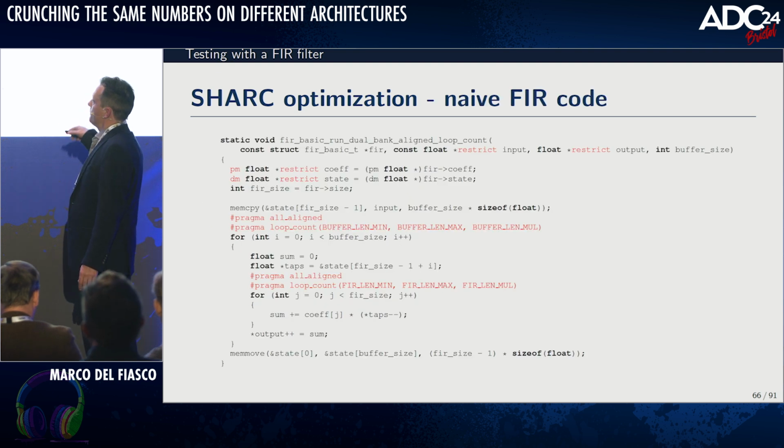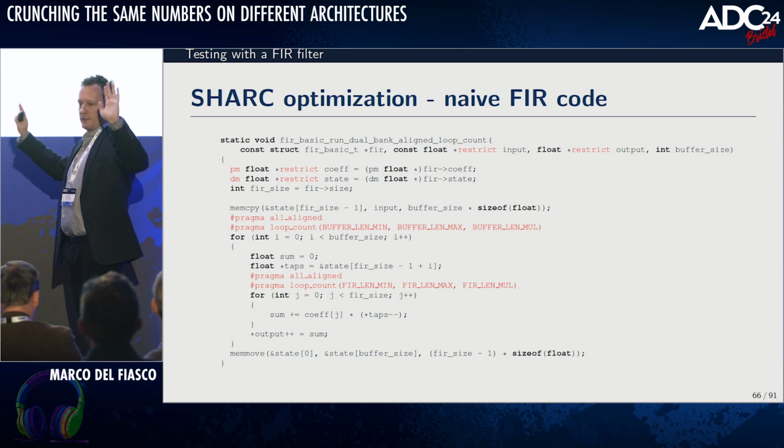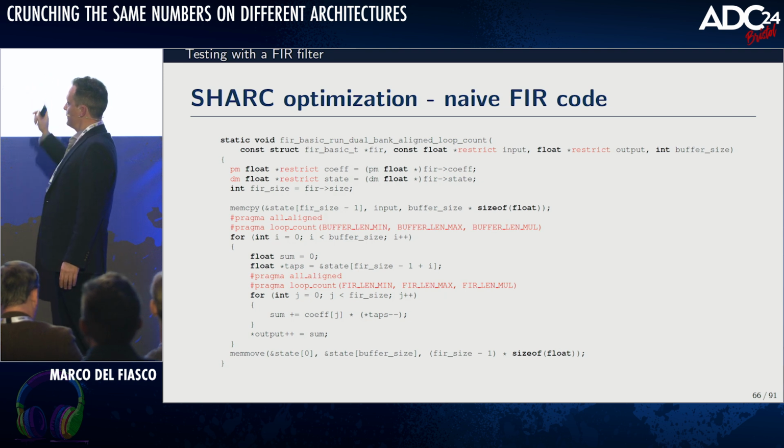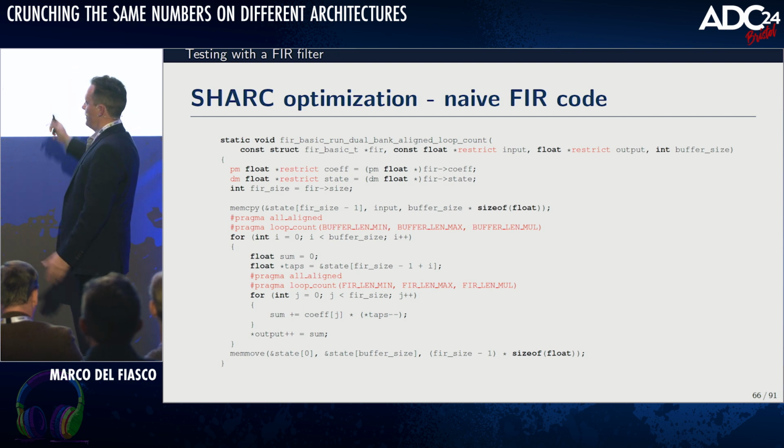So this is our naive version, optimized. You see I used restrict on the pointers, PM and DM qualifiers on the coefficient and state. So this means that the processor can access the memory in the same clock cycle because they are two separate memory banks and the pointers do not overlap. In every loop, I told the compiler everything is double word aligned and the loop count is minimum this, maximum this, and always a multiple of this other number.